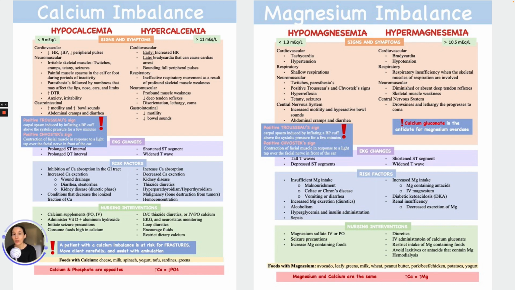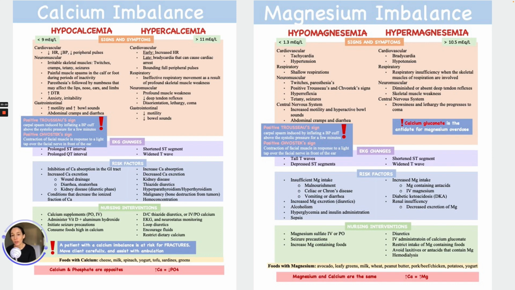Hypermagnesemia is anything greater than 10.5. For these patients, we'll see bradycardia, hypotension, and respiratory insufficiency when the skeletal muscles of the respiratory system are involved. We'll see diminished or absent deep tendon reflexes, skeletal muscle weakness, drowsiness, and lethargy. For a magnesium overdose, calcium gluconate is the antidote. EKG changes will show shortened ST segments and widened T waves.